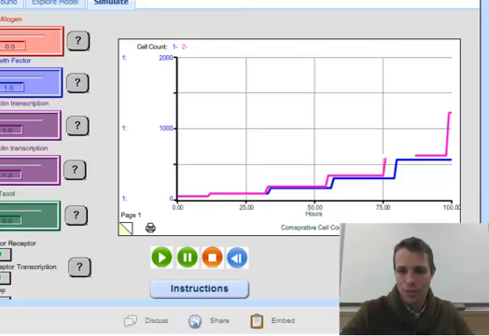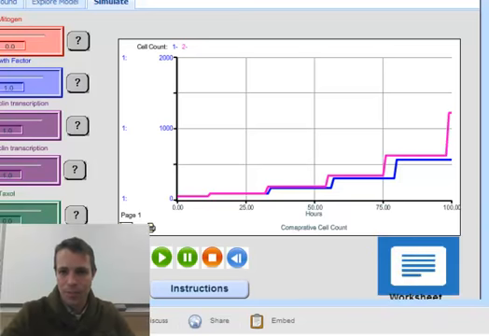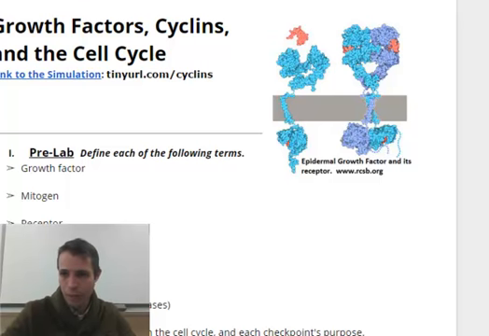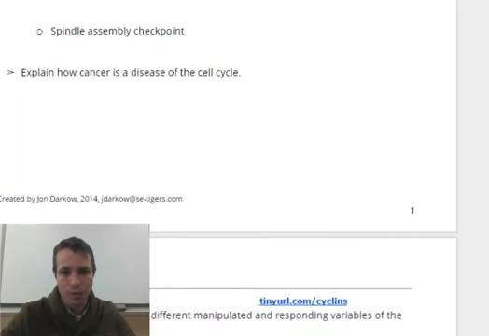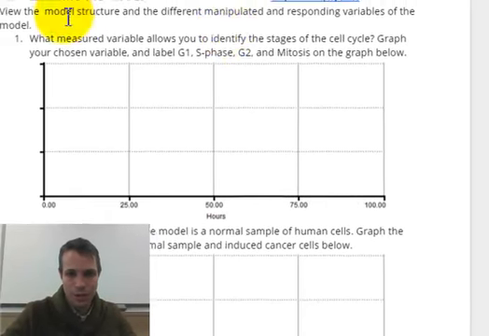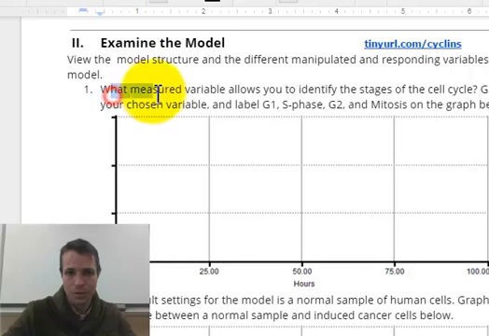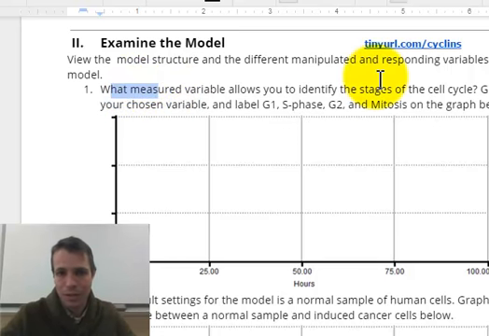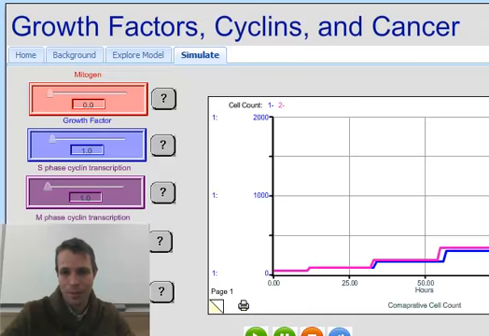Let's go to the worksheet. The worksheet is going to be a good way for you to follow along with the model. And the first question here I want to direct you towards is, what measured variable allows you to identify the stages of the cell cycle? So let's go back here.